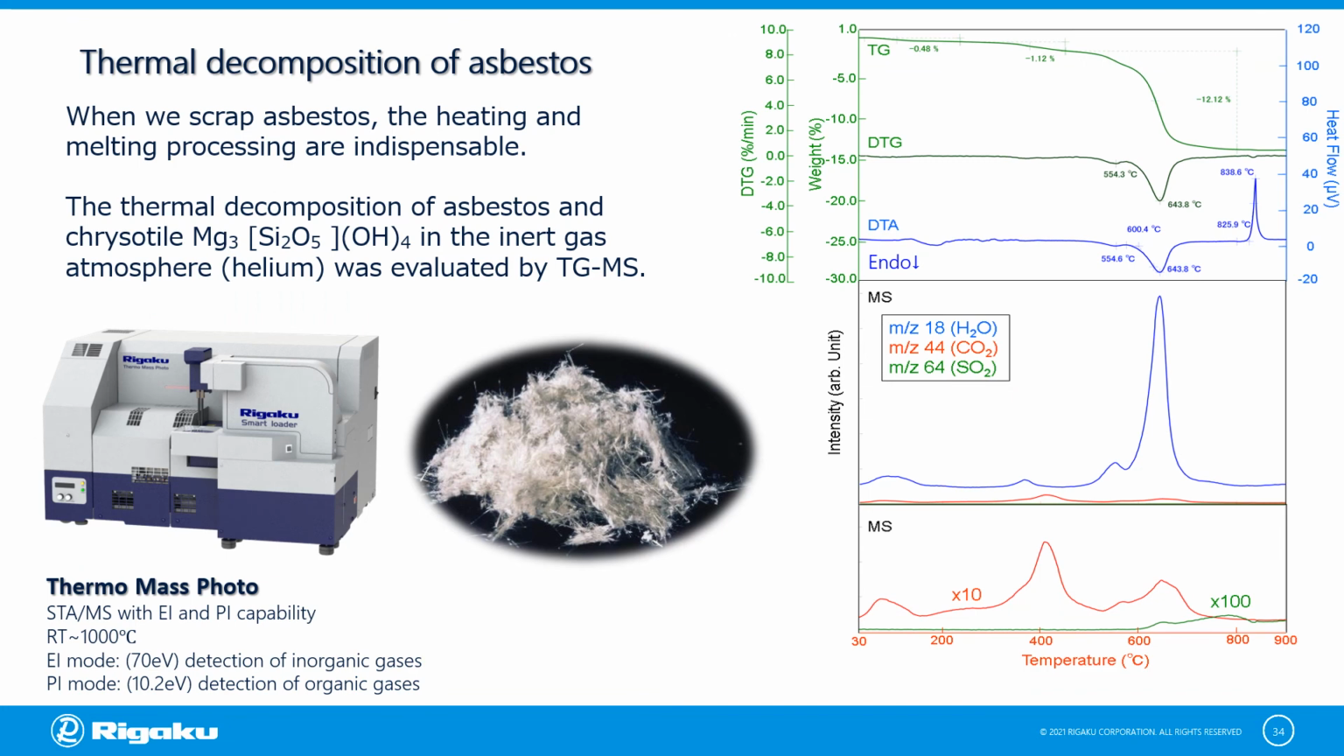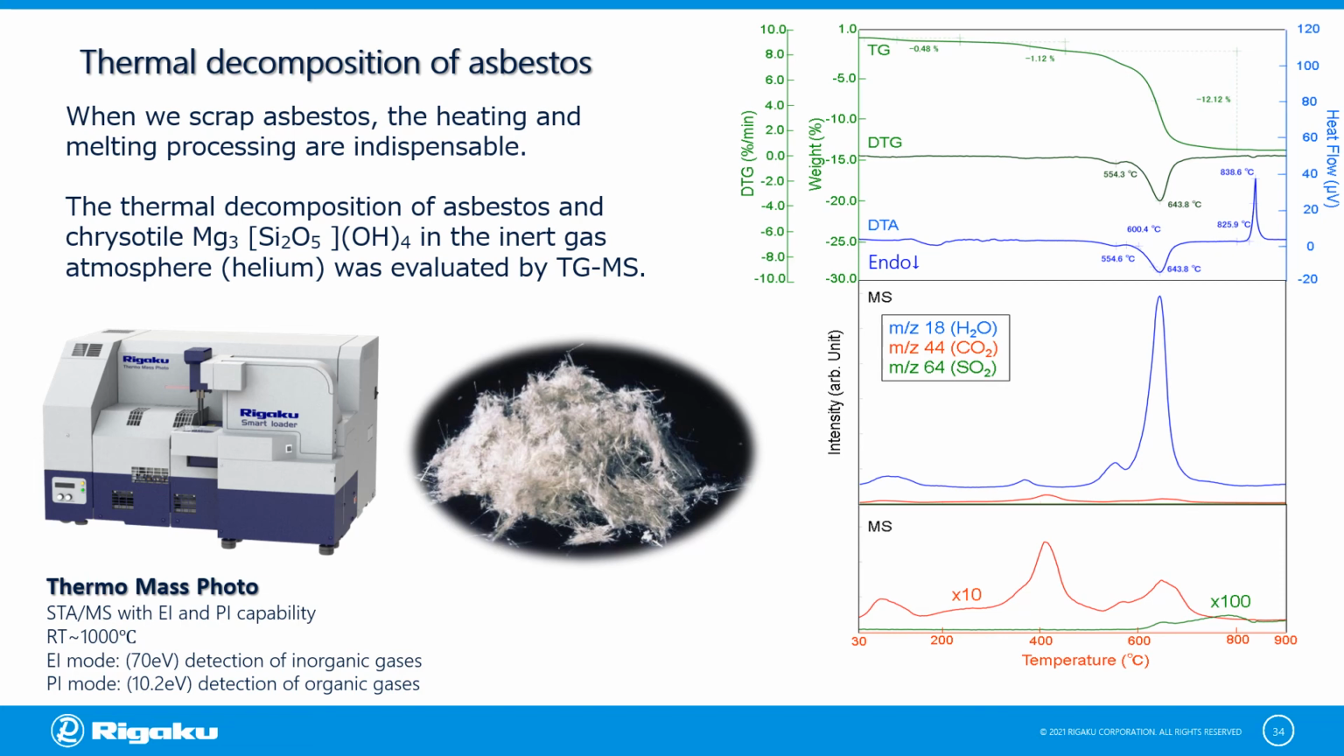The next application is a result of thermal decomposition of asbestos. When asbestos is being scrapped, the heating and the melting process are indispensable. In this case, the TGMS is very useful for evaluating the detailed reactions. Here, the thermal decomposition of asbestos and chrysotile in the inert atmosphere was evaluated by TGMS.